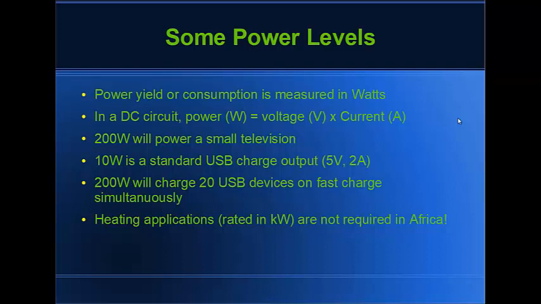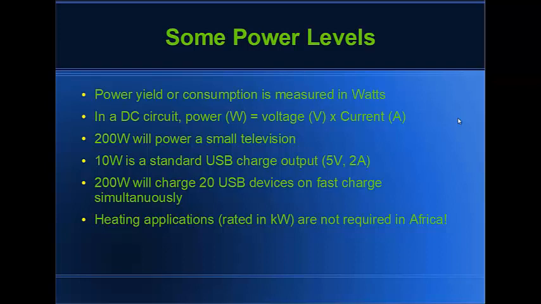Now, let's have a look at some of the numbers here. Power yield or consumption is measured in watts. In a DC circuit, power in watts is voltage times current, so that's volts times amps, to keep it simple. So, for example, 200 watts as a ballpark figure will power a small television. 10 watts is a standard USB charging output. The standard is a regulated 5 volts at 2 amps. 200 watts will charge 20 USB devices on fast charge simultaneously.